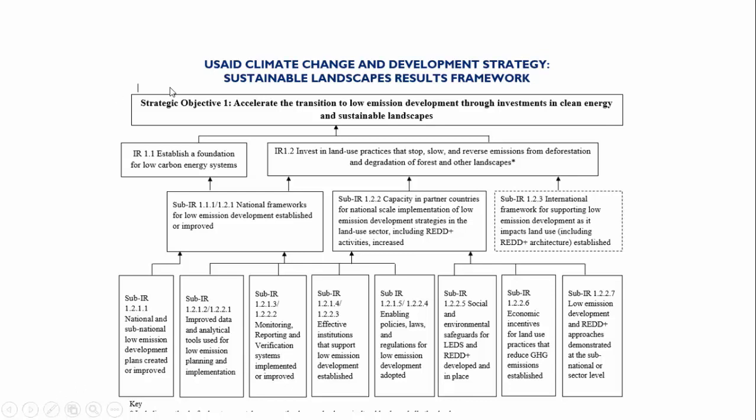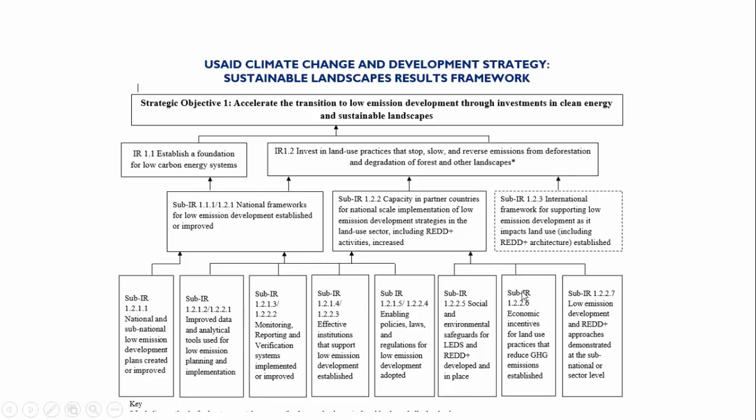So you've got the strategic objective one, which is accelerate the transition to low emission development through investment in clean energy and sustainable landscape. All right. So from here, you go down to the intermediate results. Okay, this IR is intermediate results. For you to achieve this strategic objective, there's an intermediate result, which is to establish a foundation for low carbon energy system. Then you've also got the sub-intermediate results.